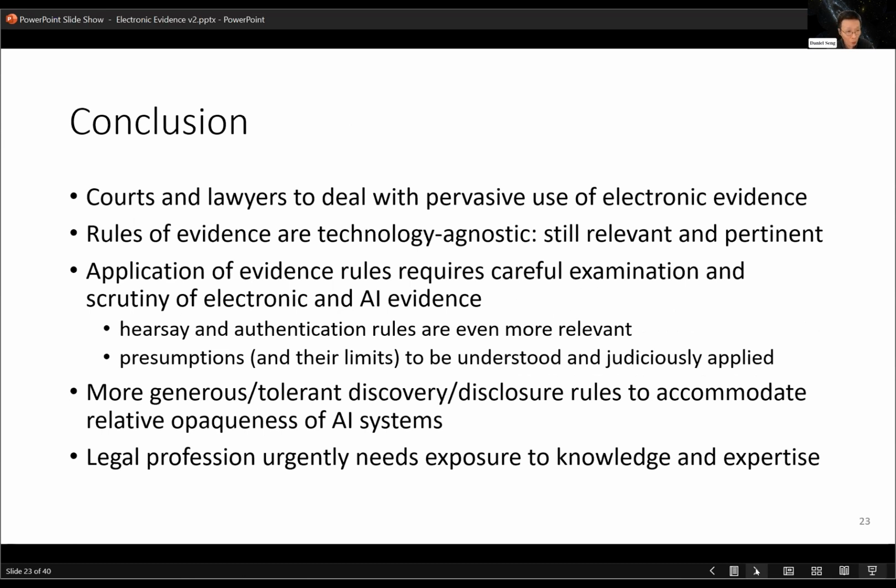And this is what we mentioned in our papers, that there has to be a more generous or tolerant discovery or disclosure rules to accommodate the relative opaqueness of computer systems, in particular AI systems, and the need for the legal profession to be exposed to this requirement that they be aware of the shortcomings of computer systems and acquire the necessary knowledge and expertise to deal with all these issues.